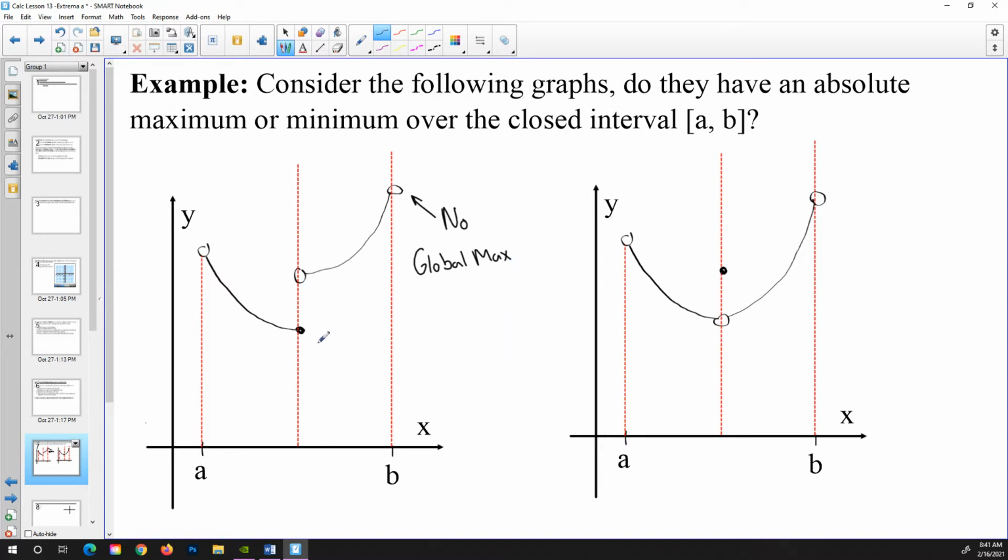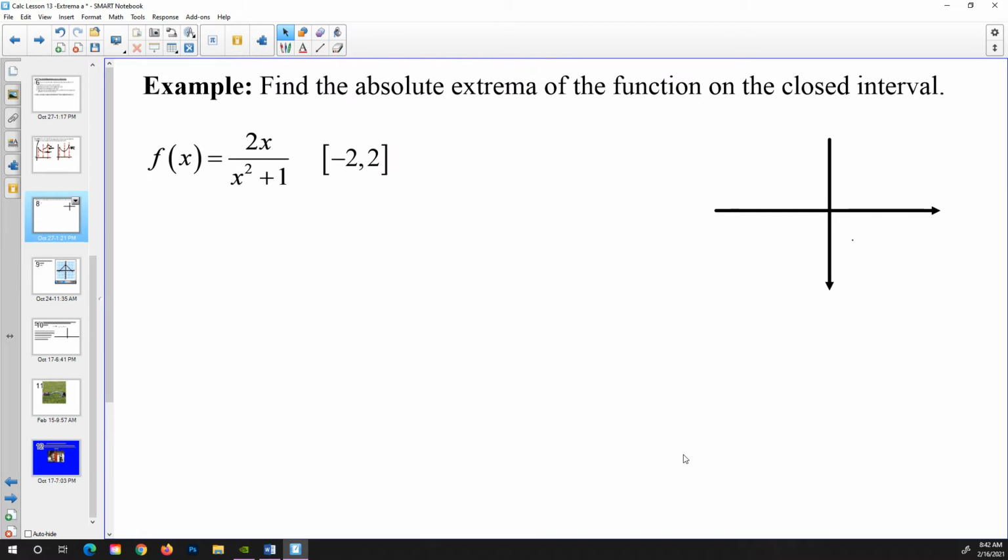But because there is an absolute lowest value, and we can find that value, this is the global minimum. This one here, again we have opens at the end and we have an open here at the bottom, and even though that value exists, we cannot say what the actual absolute minimum is. So this graph has no global extrema.